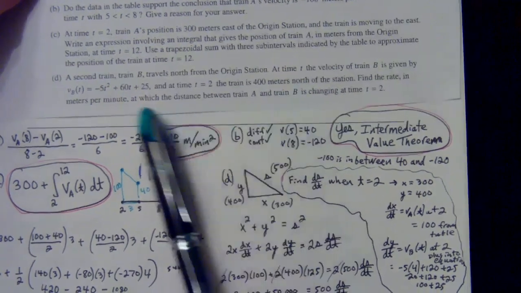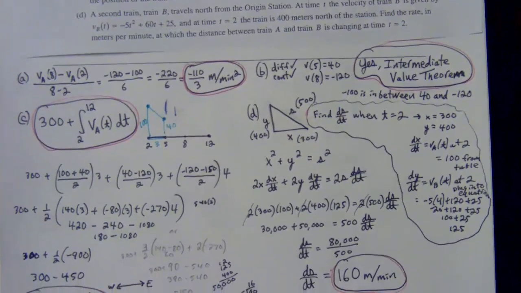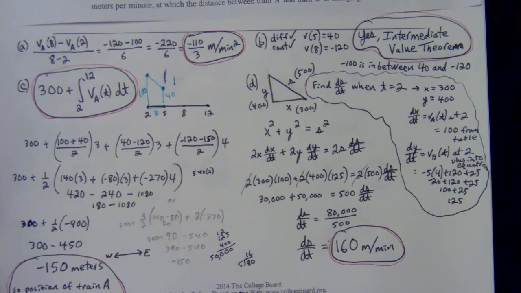And then it talks about the different train, and then it says find the rate in meters per minute at which the distance between train A and train B is changing at t equals 2. Now, when you set these up, this is a related rate problem. We've done these in the past. We've done harder ones than these in the past. But see, you're starting right here.